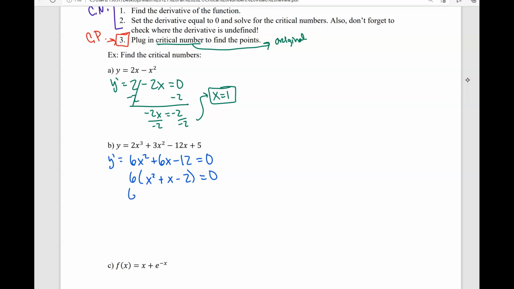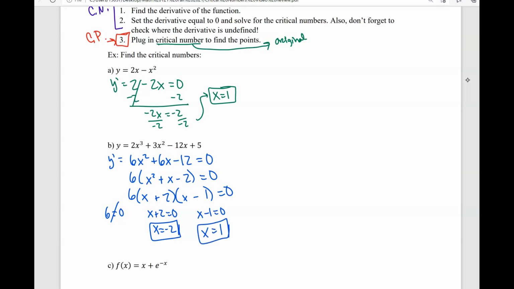And then let me go ahead and factor this. So I get an x and an x, a 2 and a 1. So this is going to be a plus and a minus. So you can see 6 equals 0. That's not going to really give you anything. You got x plus 2 equals 0 and you got x minus 1 equals 0. So you get that x equals negative 2 and x equals positive 1.